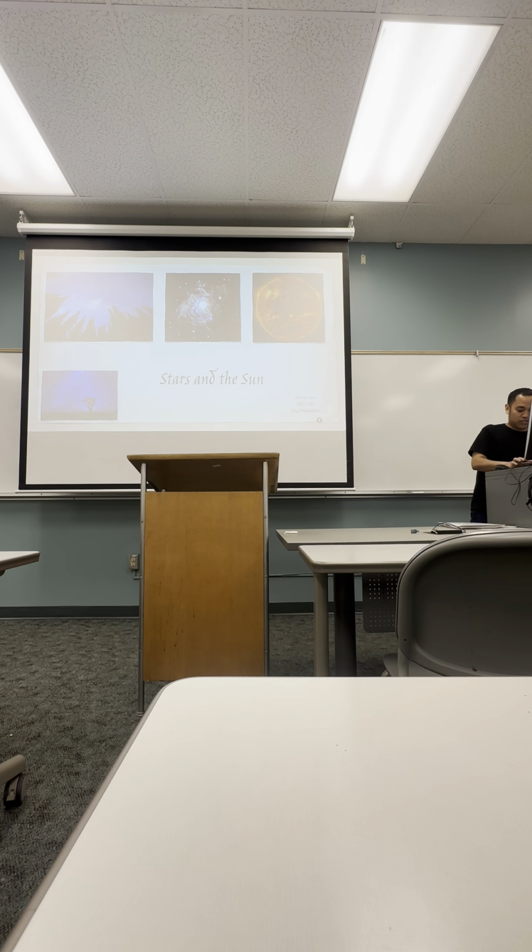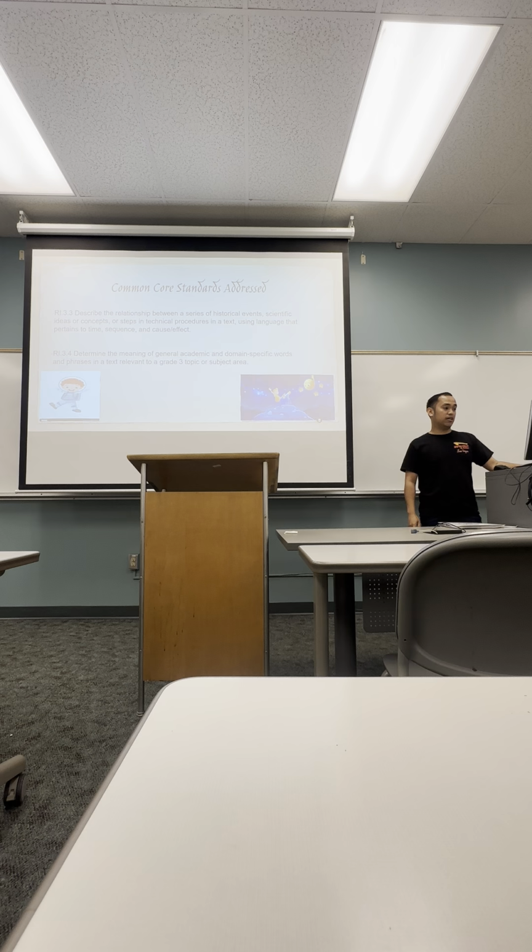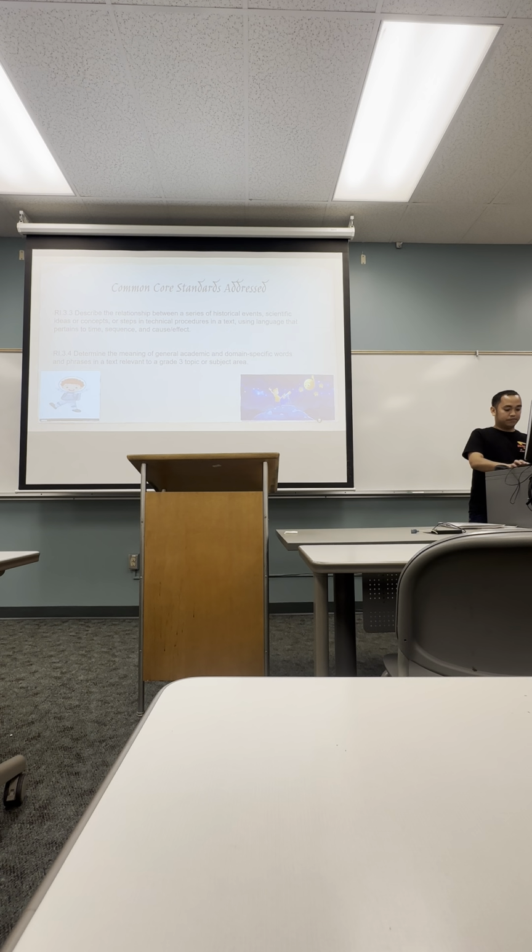All right. So our topic is stars and the sun. The Common Core standards are to describe the relationship between a series of historical events, scientific ideas or concepts, or steps in technical procedures in a text, using language that pertains to time, sequence, and cause and effect. The second one is to determine the meaning of general academic and domain-specific words and phrases in a text relevant to a grade 3 topic or subject area.